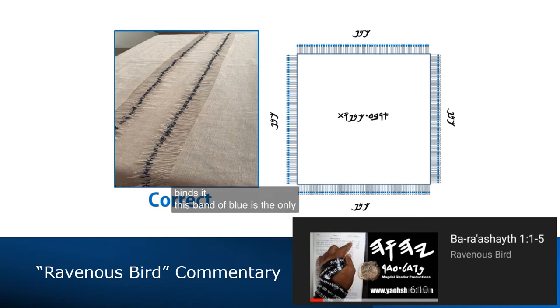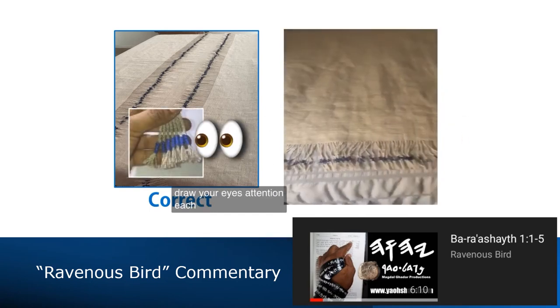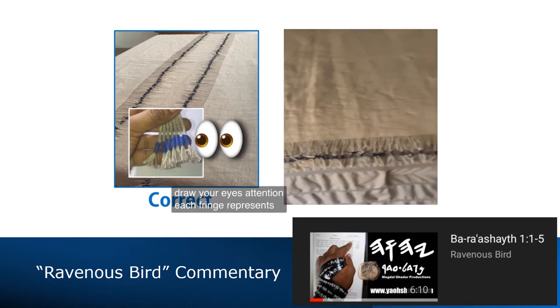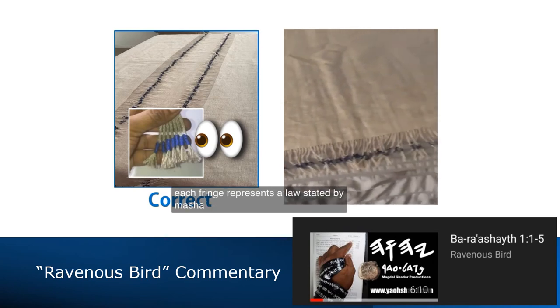The blue is the only color the linen garment has. It doesn't say in scripture that the linen garment can't be a different color. It doesn't say only be this color. This is him saying it. And it's supposed to draw your eyes' attention. "Each fringe." Now, the color is going to draw your attention, it's true. But the attention is supposed to be the zitzats, because it's supposed to remind you of the commandments. "Represents a law stated by Moshe in the Torah."